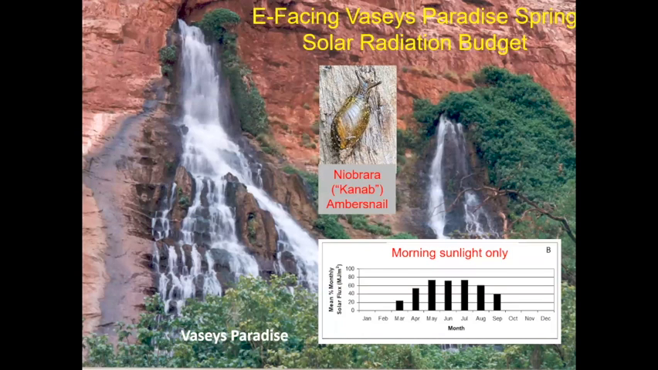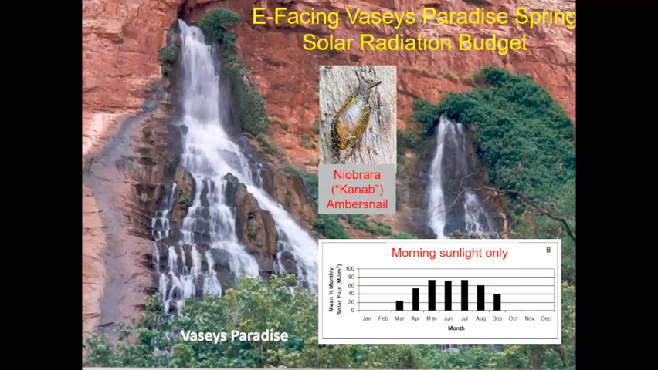In an analogous site, this is an east-facing spring called Vasey's Paradise, mile 32 in Grand Canyon. Its solar radiation budget is such that, being east-facing, it receives direct sunlight during the summer months, but nothing at all, it's fully shaded, in the winter. One thing that's interesting here is that all the sunlight it receives shows up in the morning. In the afternoons the landscape is shaded, so the site is protected from the harsh late afternoon rays.